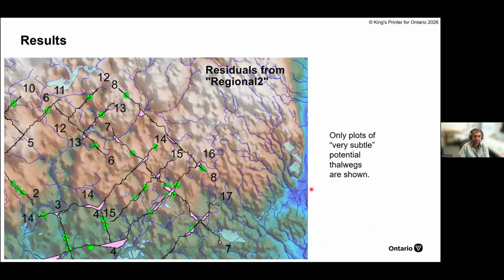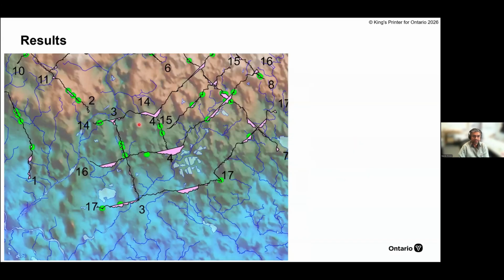To clarify, only the plots of the very subtle potential Thalwegs are shown. In other words, for example here, where a prominent pink residual is overlying an existing drainage feature, it does not need verification with drilling. Similarly, I have shown the results from the southern area here.